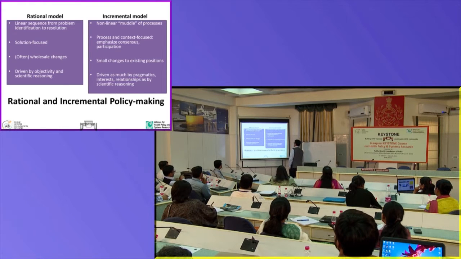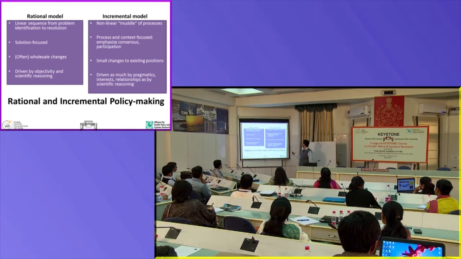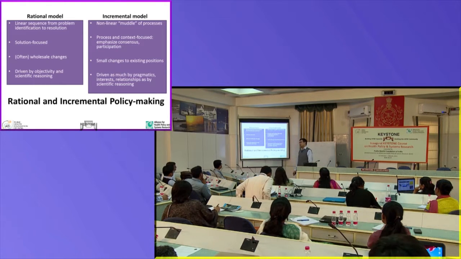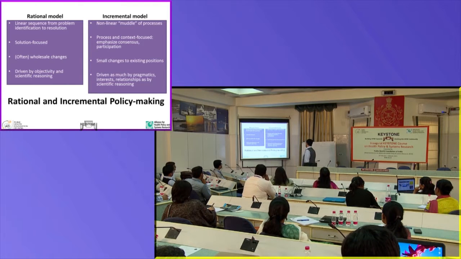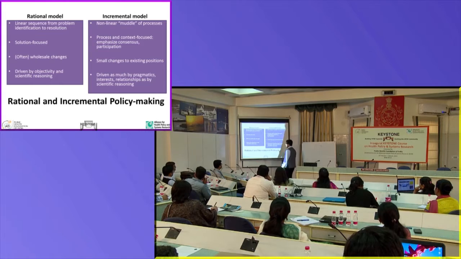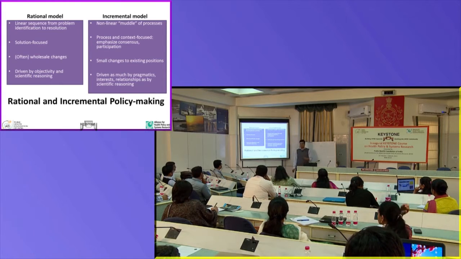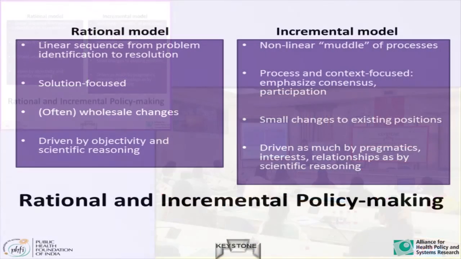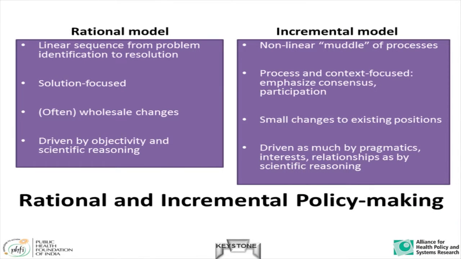So does policy change based on a rationality model, or does it change based on an incremental model? How we understand this distinction is crucial to how we think about how we can transform, how we can change what actually happens. The rational model suggests a linear sequence from problem identification to resolution. It tends to focus on solutions.